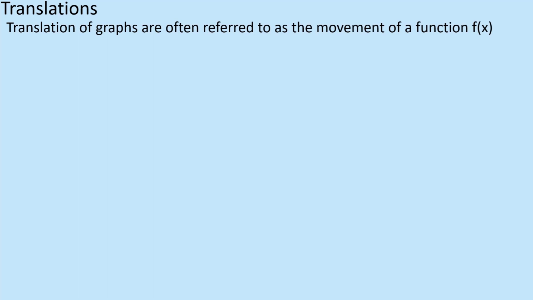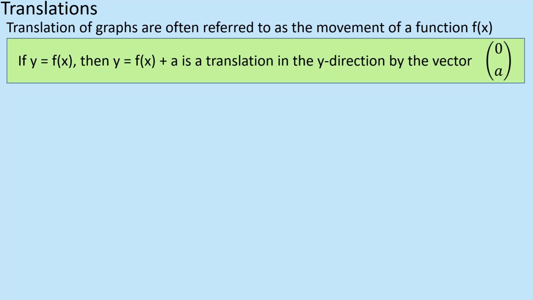Okay, so translations of graphs are often referred to as movement of a function, f of x. So that means you're going to take something and literally move it. Okay, so let's have a look. If you've got a graph of f of x, and you take exactly what you've currently got and add a number to it, it just moves it up. If I've got a function and it gives me a y value, then if you add a number onto it, your y value is literally going to go up. So f of x plus a is a translation in the y direction by the vector (0, a). Basically it moves it up.